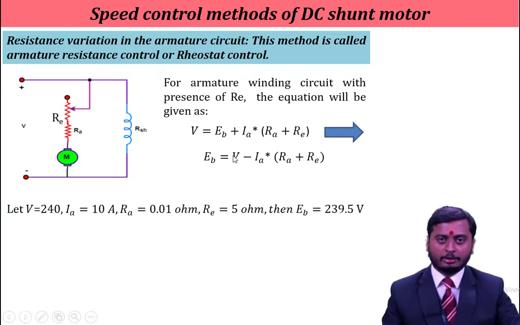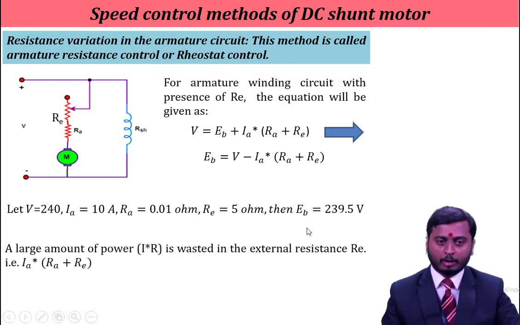Now again we will substitute a few values. Suppose again the same values we have taken: V equal to 240 volt, IA is 10 ampere, RA armature resistance is 0.01 ohm. Now whatever external resistance is connected here in series with armature, treat this value as 5 ohm, suppose. So by putting all these values in the above equation, we will get the answer for EB equal to 239.5 volt.